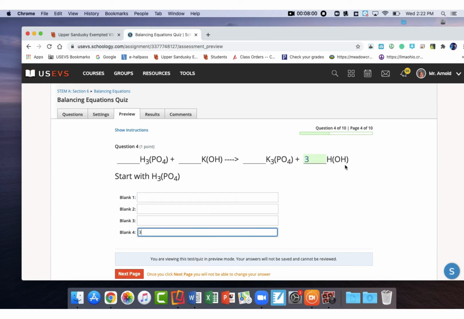Now that gives me 3 OH's on the right, and I only have 1 OH on the left. So I need to have 3 for that too. So on that second blank, I'm going to put a 3 there. Now that gives me 3 K's. 3 times 1 is 3 K's. And look over here, I already have 3 K's. All right, so I can put a 1 there. And I'm back where I started, and so that should be a 1.